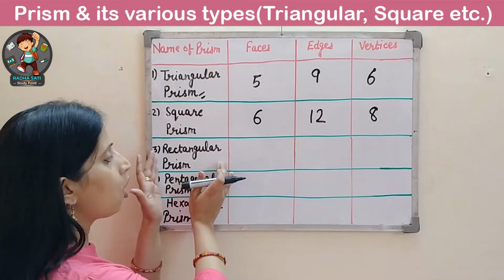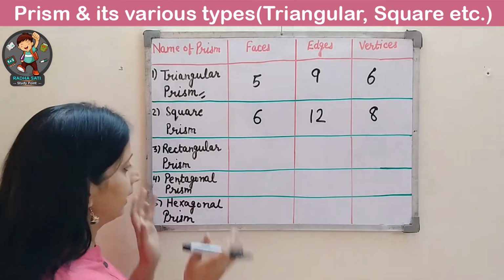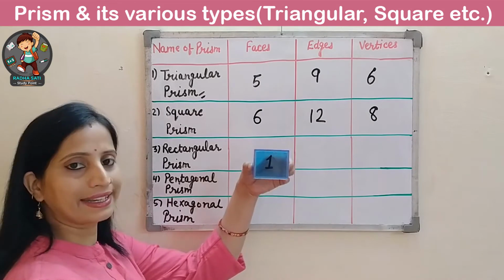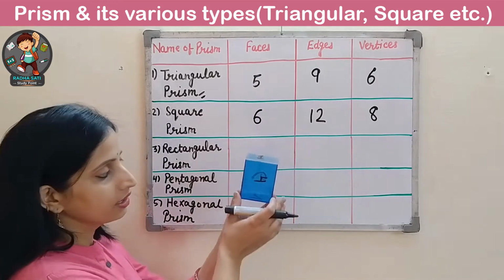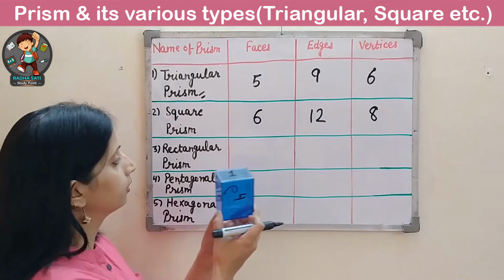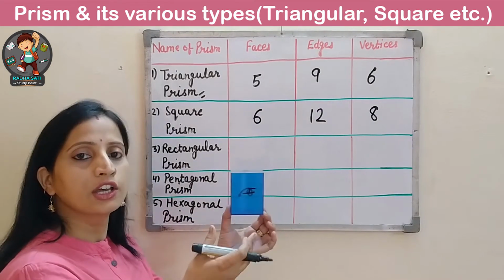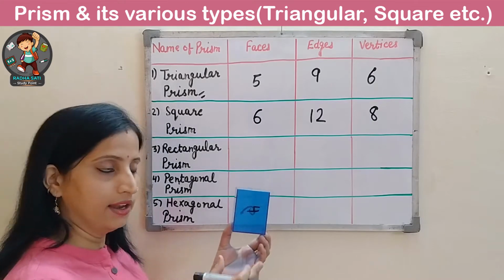Now let's talk about the next type of prism, that is the rectangular prism. This is the same as a cuboid. In a rectangular prism, the top and the bottom faces will be in the shape of a rectangle.